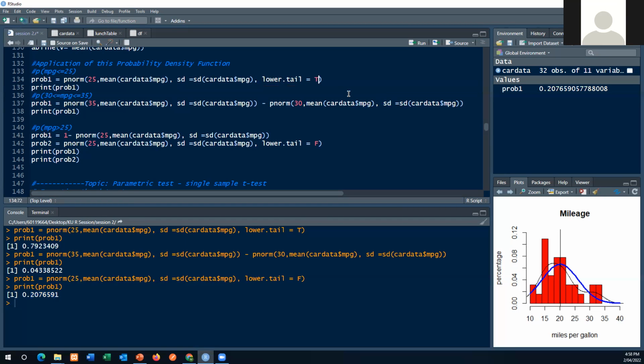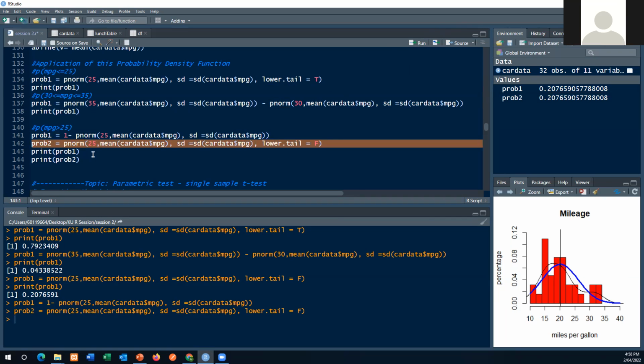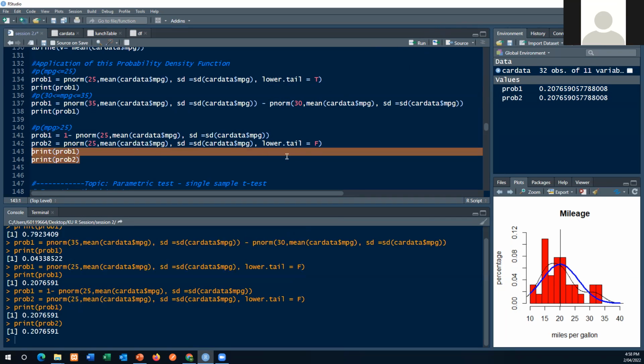this is actually true. But the other way we can calculate it, we can say 1 minus. The total area of the probability is 1, and minus the probability we have got here. That is actually the probability, okay? And also lower tail false. If you print both of them, this is actually giving us the same value. So 1 minus the probability that it will be less than or equal to 25, deducting that from there, or we can set lower tail false, we will get the same probability answer.